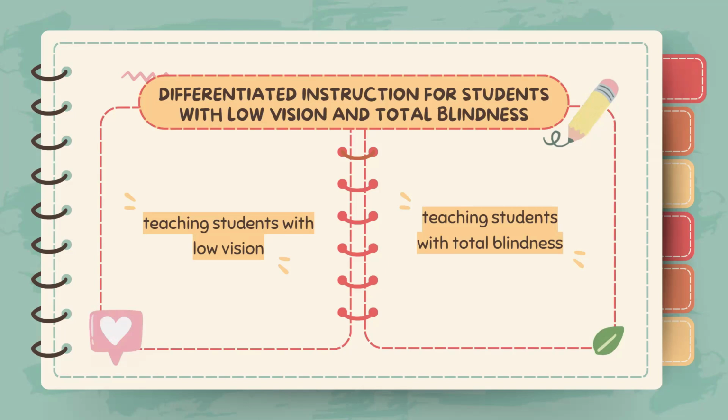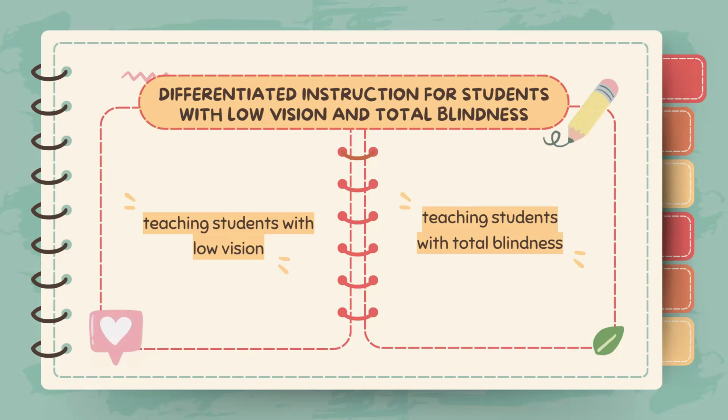First, seating near the board to help them see better. Second is using high contrast visuals, such as black text on yellow background, to improve readability. Next is providing large print books, 18 to 22 point font, to make reading easier. And lastly, encouraging the use of assistive devices like magnifiers and screen readers. For example, if a student has difficulty reading small text in textbooks, the teacher can provide large print materials or allow the student to use an electric magnifier to enlarge the text.